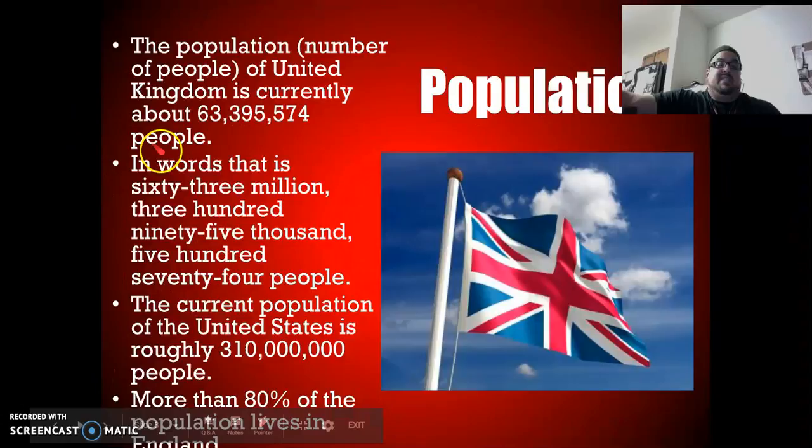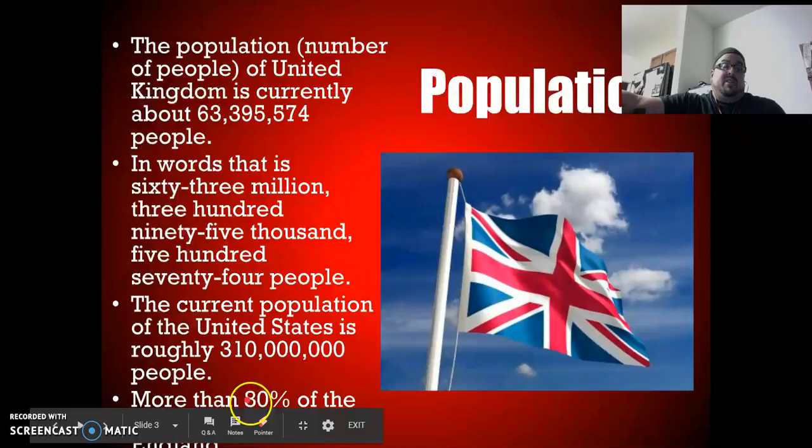63 million, 395,574. I've spelled this one out for you. If you remember, Russia was like 140 something, 150 something. So obviously this is much, much smaller. The current population of the United States is 310 million. So even 310 million versus 63 million, we dwarf them tremendously. More than 80% of the population of the United Kingdom do live in England.